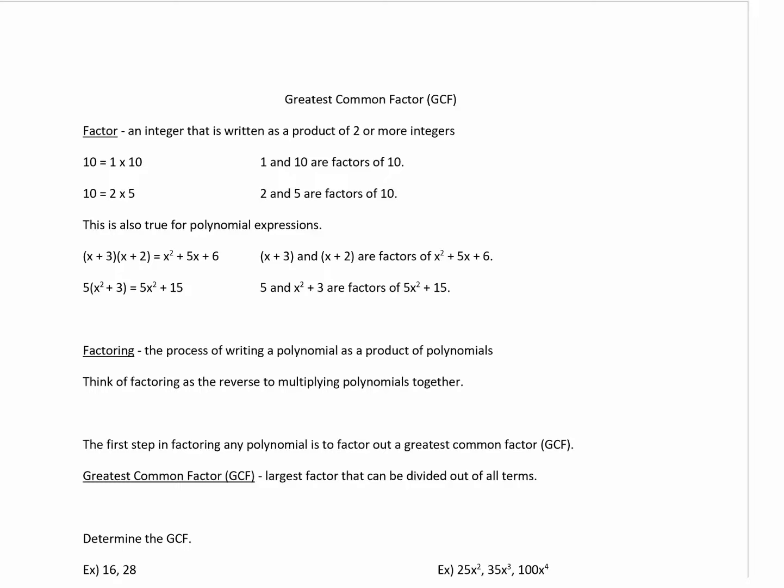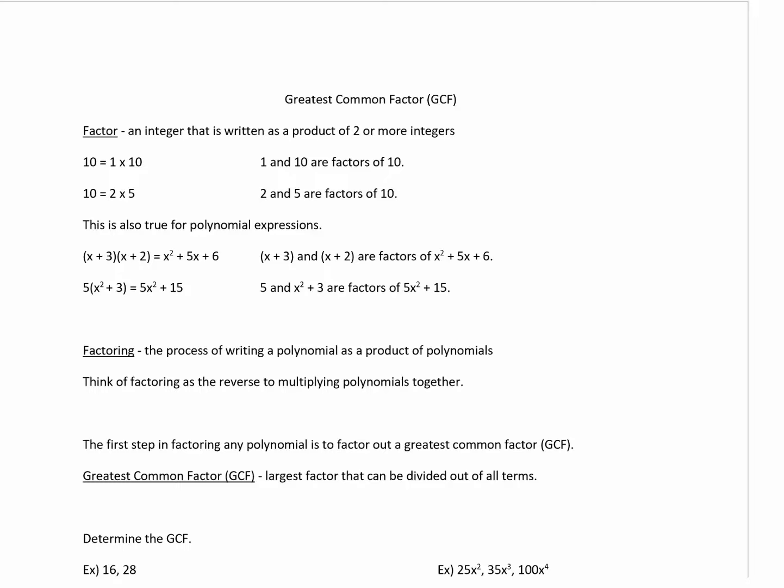Okay, factoring. This is the process of writing a polynomial as a product of polynomials. Think of factoring as the reverse of multiplying polynomials. So earlier in the course, I gave you x plus 3 times x plus 2, and you gave me x squared plus 5x plus 6. In this chapter, I will give you x squared plus 5x plus 6 and would like you to factor it down to x plus 3 times x plus 2.